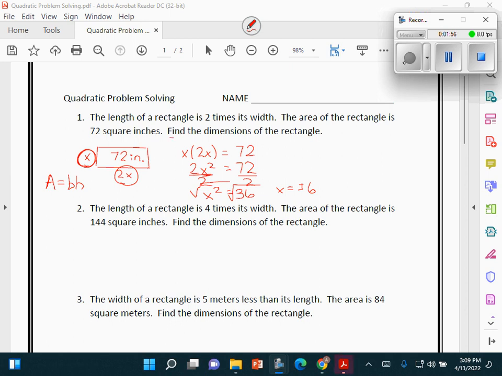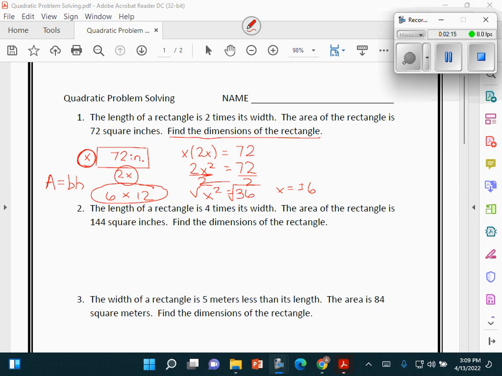The question was find the dimensions. That means tell us what the width and the length are. Well, the width was 6. The other was 2 times 6, so that's going to be 12. So it is a 6 by 12 are the dimensions of the rectangle.